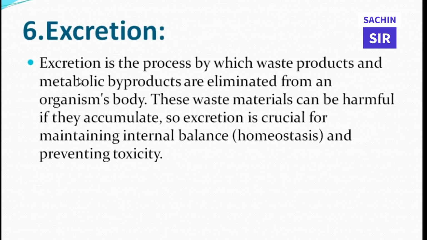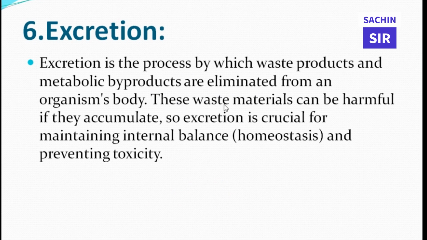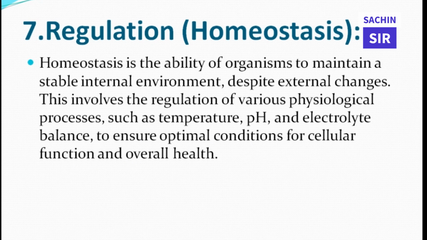6. Excretion. Excretion is the process by which waste products and metabolic byproducts are eliminated from an organism's body. These waste materials can be harmful if they accumulate, so excretion is crucial for maintaining internal balance, homeostasis, and preventing toxicity. 7. Regulation, homeostasis. Homeostasis is the ability of organisms to maintain a stable internal environment, despite external changes.